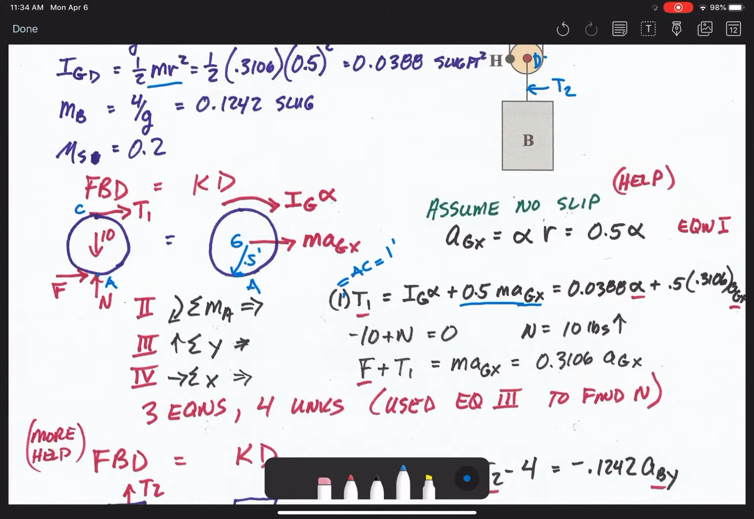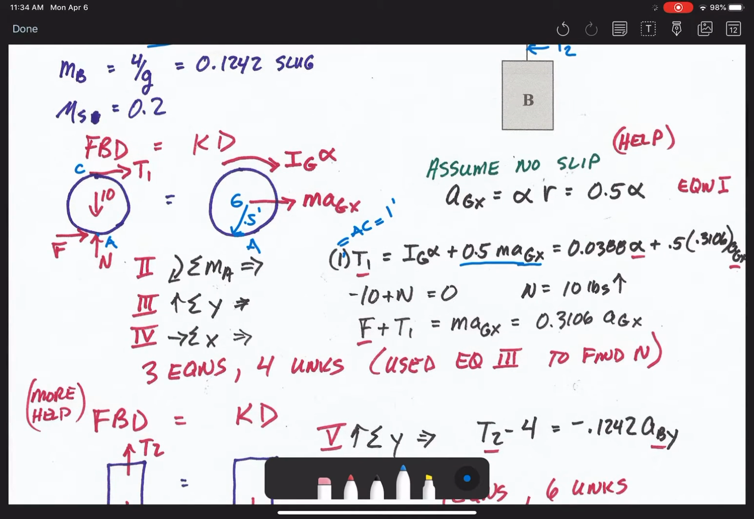So that's the first equation. The second equation is only in the y-axis and there's no m a Gy, so it's 0 on the right side. From that we have the normal force equal to 10 pounds. And then the sum of all the forces in the x direction, assuming going to the right is positive, we have F plus T1 equal to m a Gx. So the mass is 0.3106 a Gx.